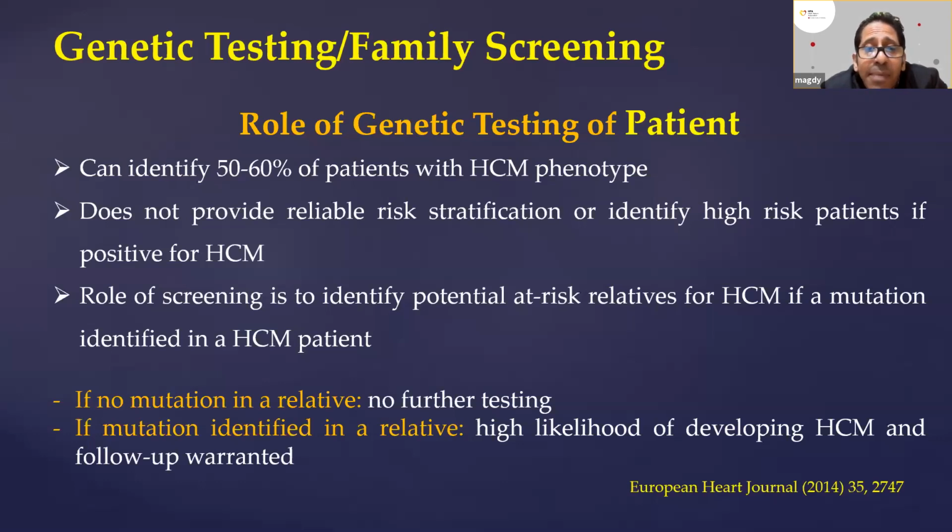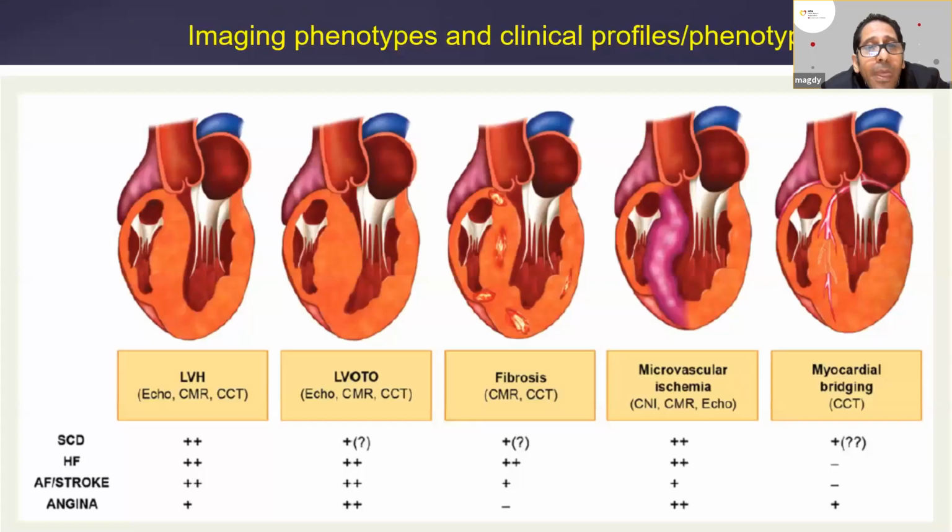If you detect HCM in a patient, then in family screening of first-degree relatives, genetic tests can identify the risk of developing hypertrophic cardiomyopathy. So if there is no mutation in the relative, no further test is needed. And if a mutation is identified in a relative, this carries the risk for developing hypertrophic cardiomyopathy, and this person should be followed up regularly. This is an interesting slide because it shows the imaging phenotypes as well as clinical phenotypes.